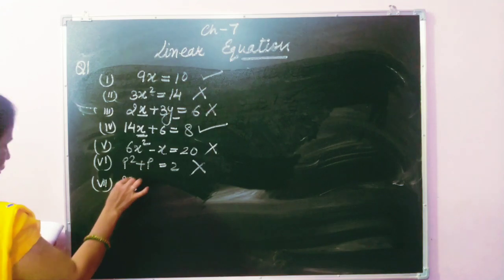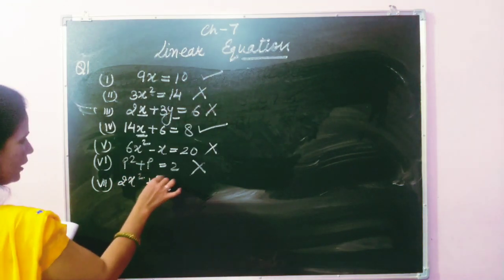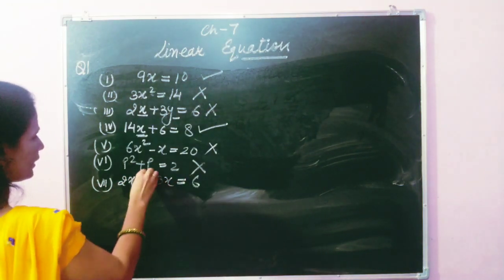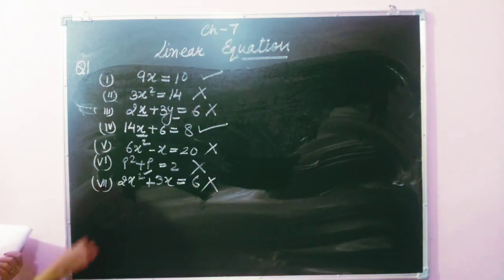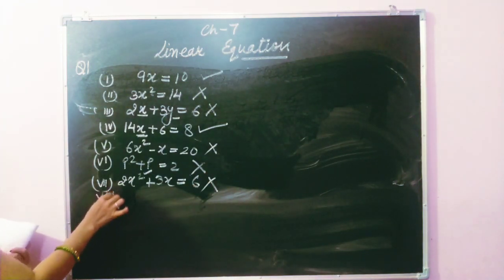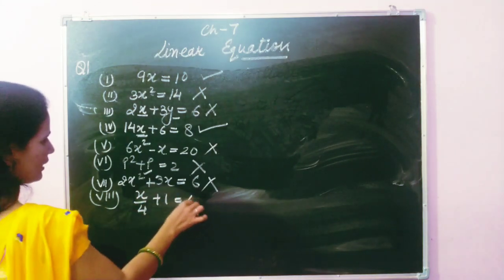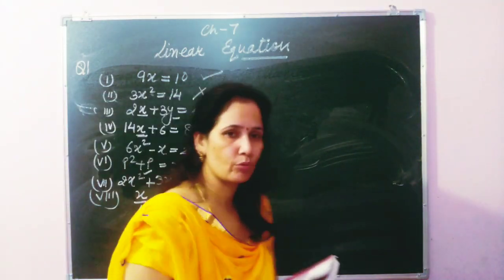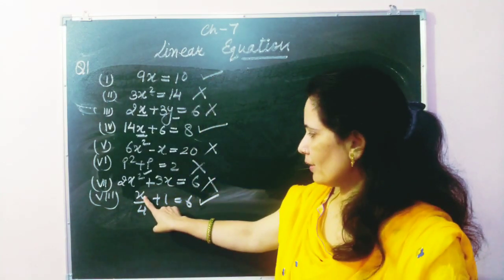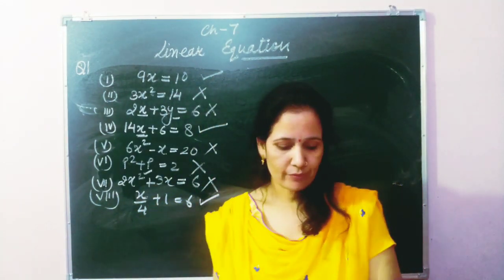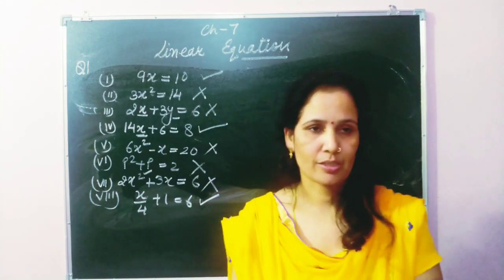The seventh one, 2x square plus 3x equals 6. Same, the degree is 2, so this one is also not a linear equation. Eighth part, x by 4 plus 1 equals 6. Yes, this one is a linear equation. Why? Because one variable is there. So like this, students, we have to observe all the rest of the questions.